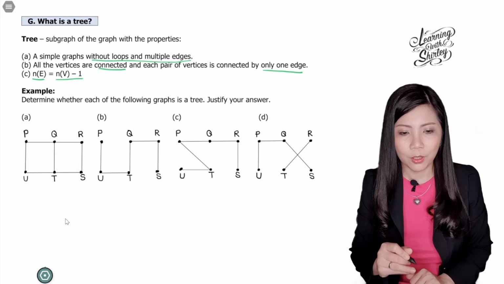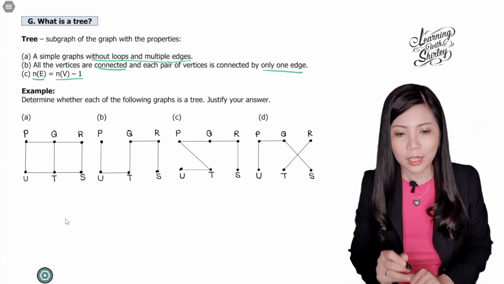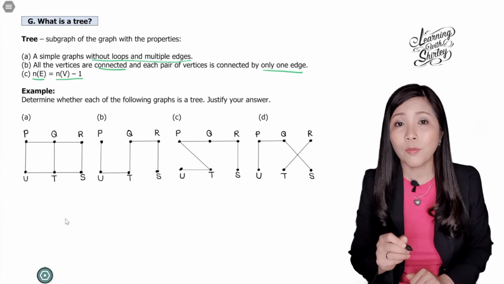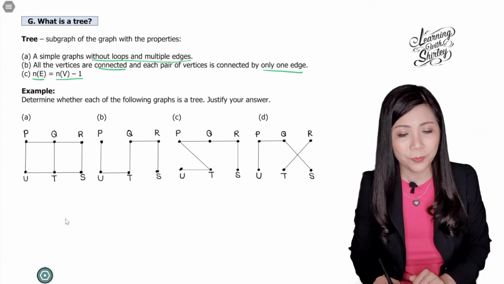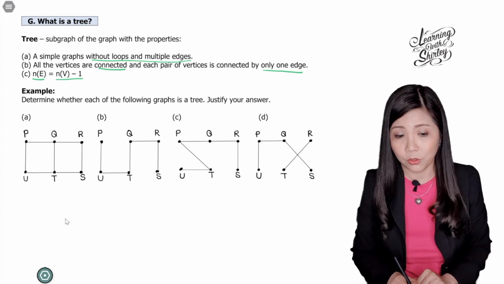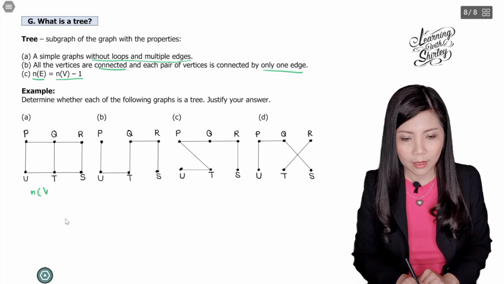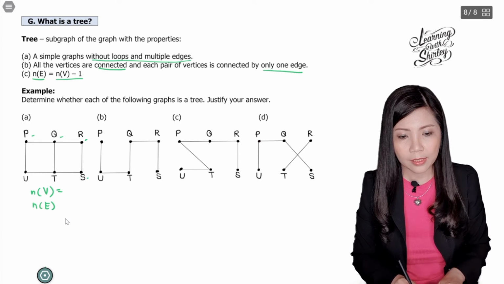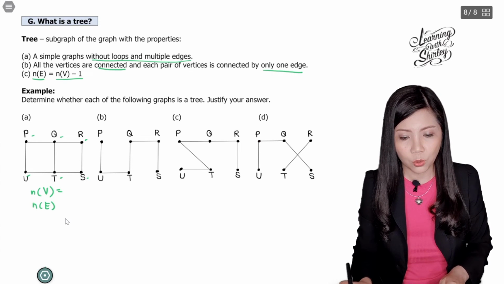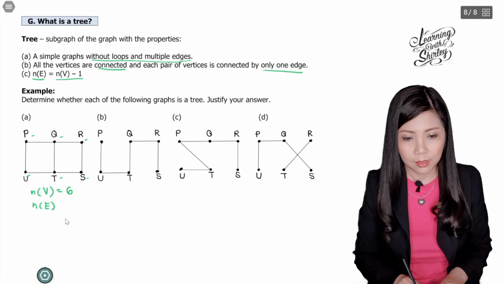Let's look at the following example. Determine whether each of the following graphs is a tree. Justify your answer, which means you must give proof, why you say yes or no. Let's look at A. Is this a tree? We find NV and NE. NV, how many vertices are there? We have P, Q, R, S, T, and U, so we have 6.